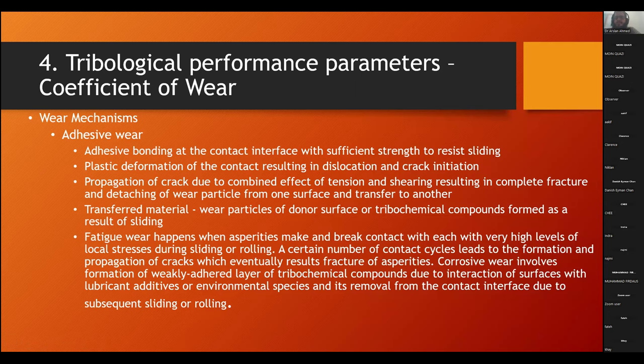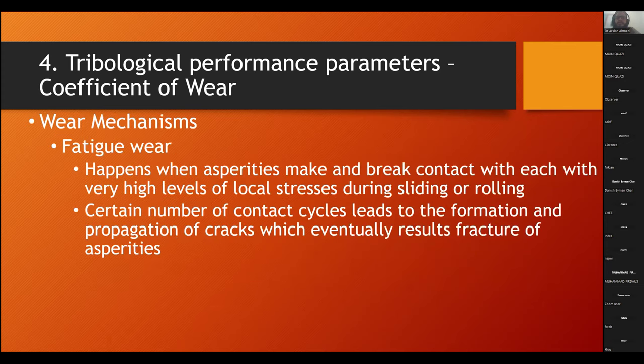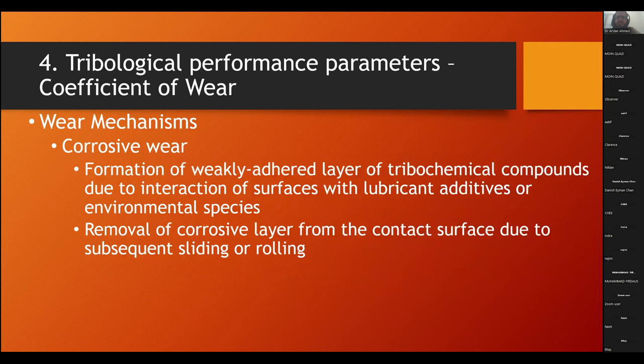Corrosive wear is also related to the tribochemical interaction, or the chemical reactions that are occurring at the surface, or the environmental species that are interacting. So we need to be careful about the environment in which we are basically using our machinery. We already discussed this. We'll briefly study this. Formation of corrosive wear: formation of weakly adhered layers of chemical compounds due to interaction of surfaces with lubricant additives or environmental species. Removal of the corrosive layer from the contact surface due to subsequent sliding or rolling.